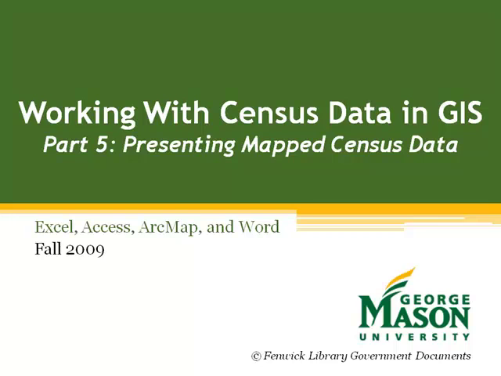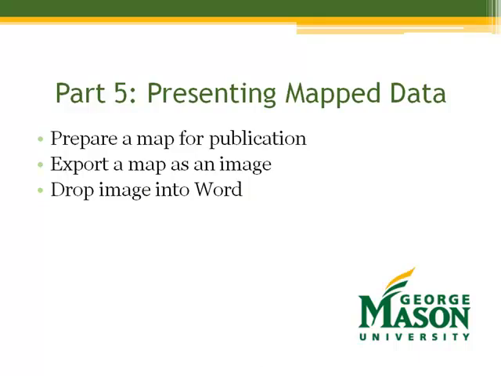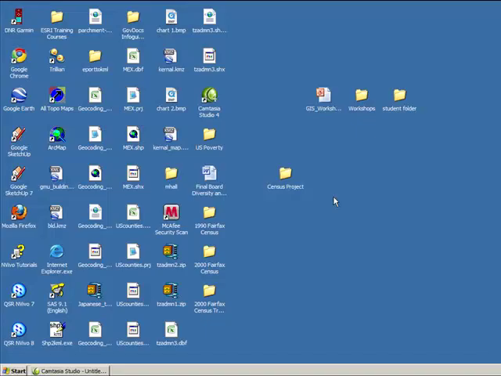Welcome to the fifth part of a five-part tutorial from George Mason University Libraries on working with census data and GIS. In Part 5, we'll prepare the map we created in Part 4 for publication. We'll export it as an image file, and we'll paste it into a report we're preparing in Word.